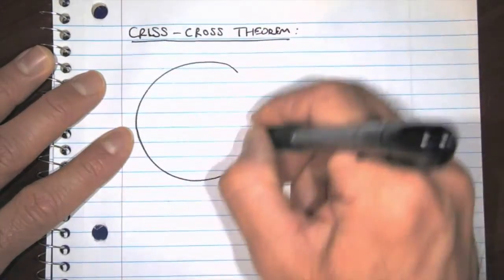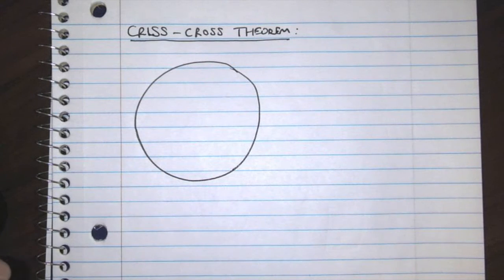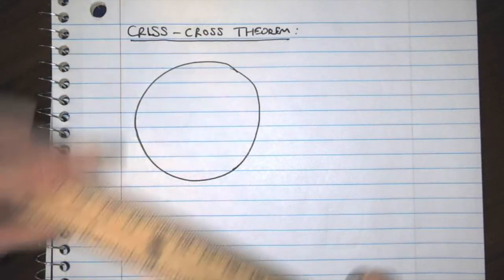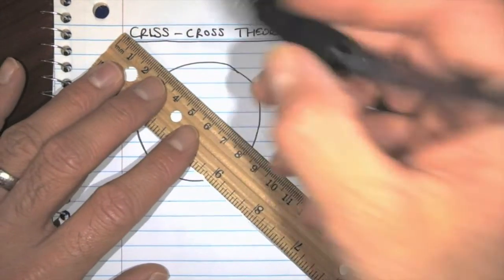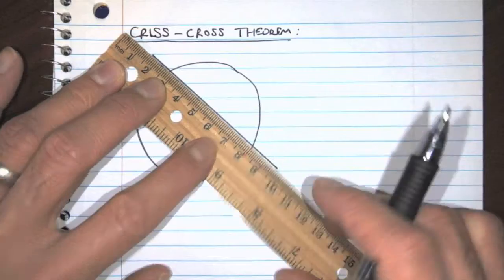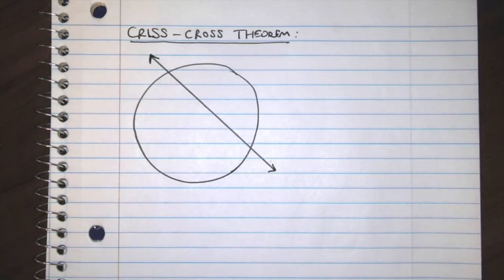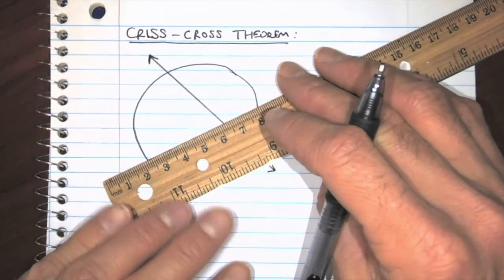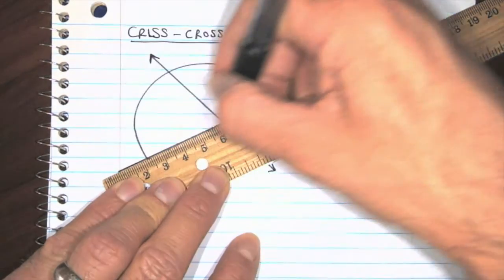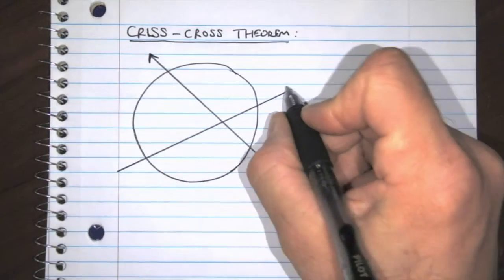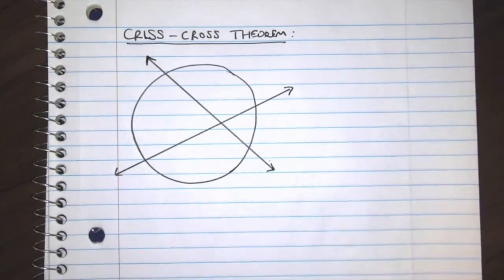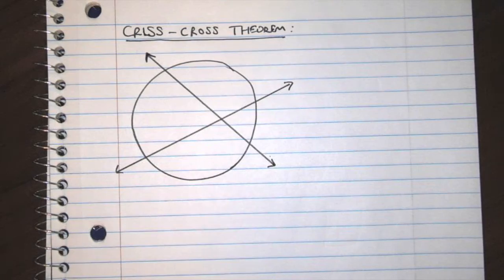I'd like you to draw a circle. Don't draw a center, please. Do not draw a center. I'd like you to draw 2 secant lines. It really doesn't matter where they are. I'm going to draw it right there. There's secant line number 1. And let's do another secant over, once again, it really doesn't matter. It works every single time. Right there. There's secant line number 2. They're just lines that go through a circle.